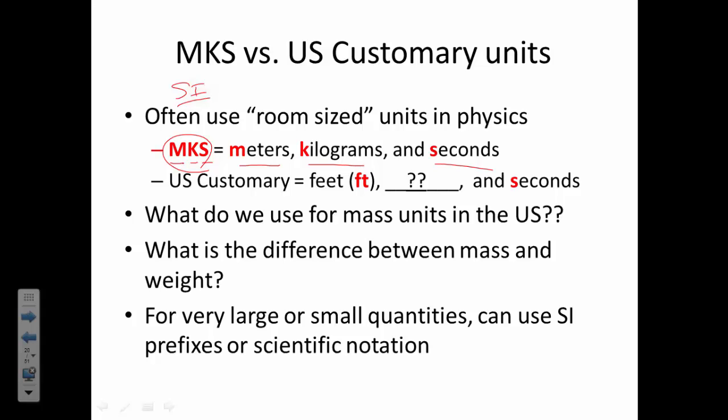Right? And U.S. customary units, we tend to use feet. For kilograms, we don't have a mass unit, so we use feet and seconds, or meters, kilograms, and seconds typically in our classroom. So what do we use for mass units? We don't. And what's the difference between mass and weight? We'll talk about that later. For very, very large quantities and very, very small quantities, we'll use the SI prefixes to make it easier to write those.